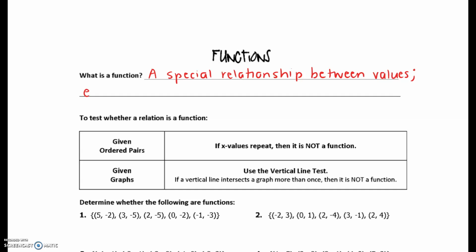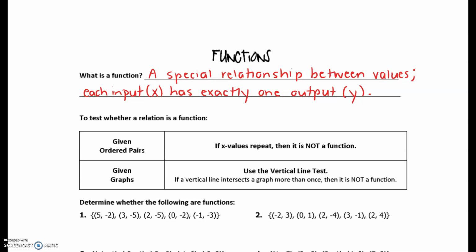In this case, each input, which we consider our x values, has exactly one output. Now, the main concept here is deciding whether or not a relation is a function. And basically, if every x value has to have exactly one y value, we have two ways that we can test this.